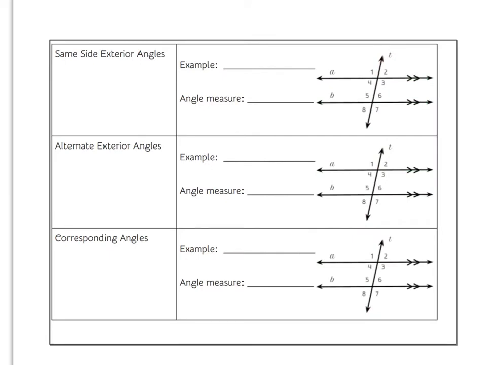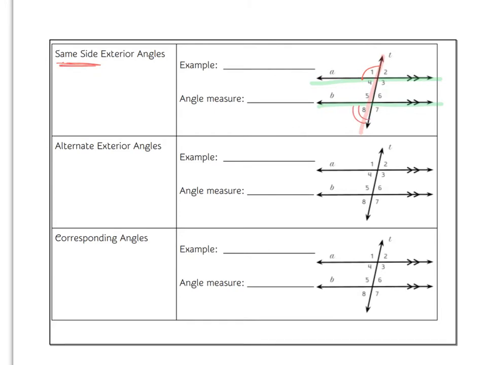Next we have same side exterior and alternate exterior. So again, think about your parallel lines. Here's A, here's B, here's your transversal cutting through. We're looking for same side exterior angles. For instance, if I work with angle 1, that's an exterior angle because it's not between the two green lines. And if I want a same side exterior, I'm going to choose number 8.